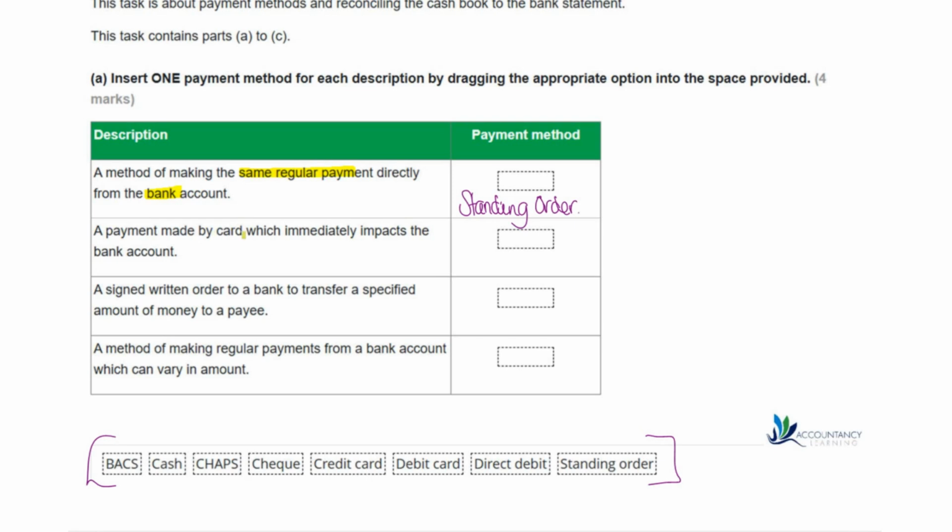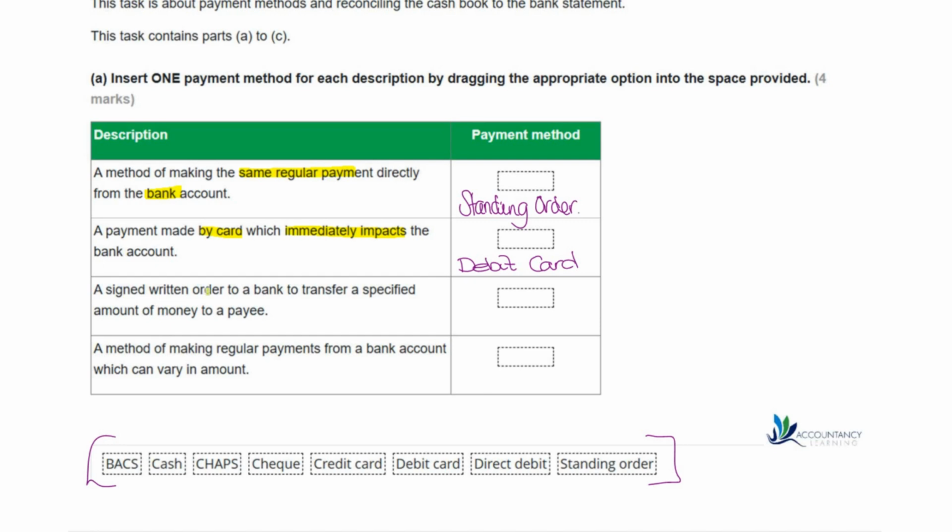A payment made by card which immediately impacts the bank account. So what card is it that we can use that takes the money directly out of our bank account? That's called a debit card. Be sure to know the difference between a debit card and a credit card. A credit card you pay off at a later date. A debit card takes it immediately from your bank account.